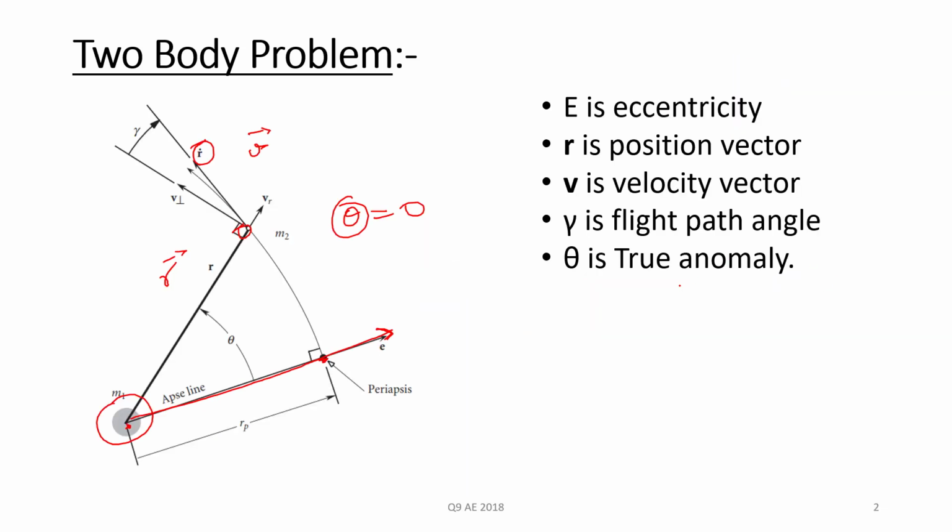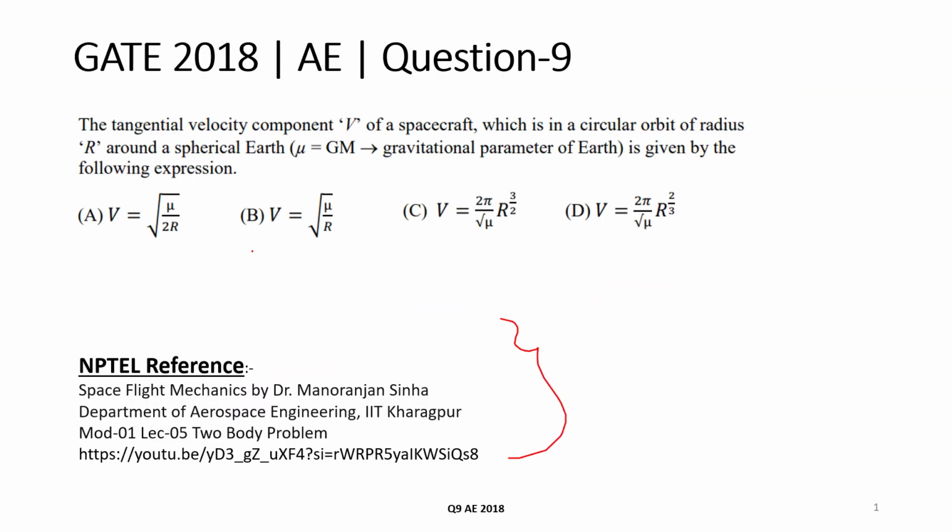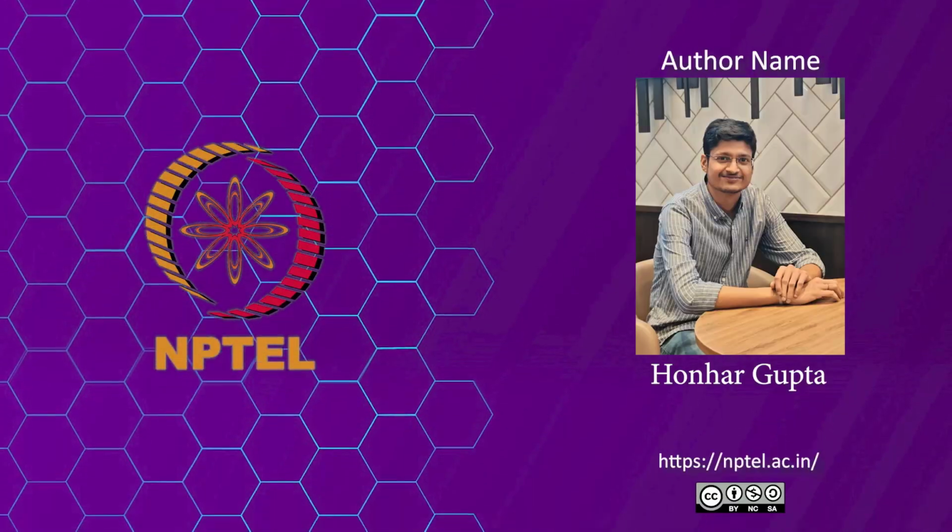So the answer to this problem is v equal to under root mu by r, which is the tangential component of velocity, or you can say the total velocity also, because the radial velocity component is 0. The answer is B.